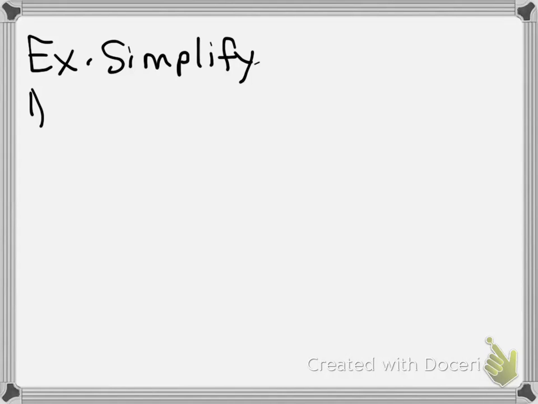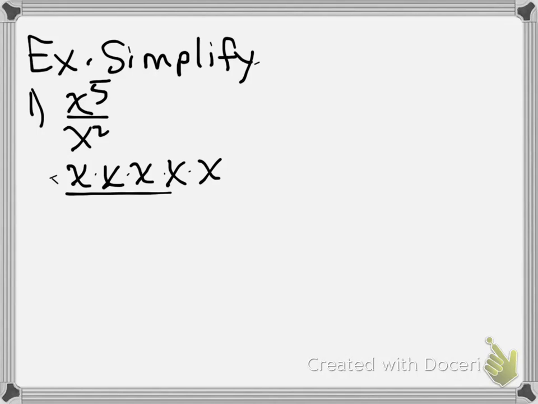So what I want to do is demonstrate what this problem is actually telling us to do, so that you can verify that the trick, not the trick, but the rule that we're using, actually works. If I have x to the fifth and I want to divide it by x squared, if I expand out what that says, you have x times x times x times x times x. That's your x to the fifth, all over x times x, there's your x squared. Then we have some math that we can do.